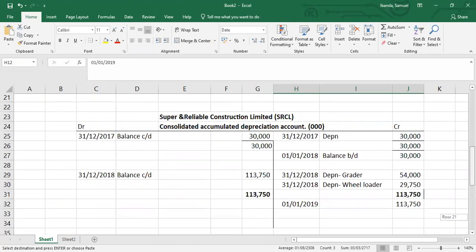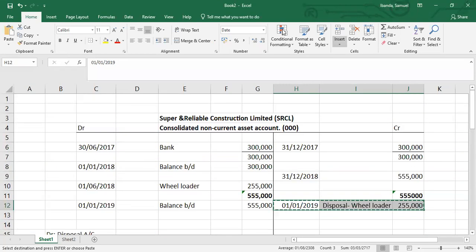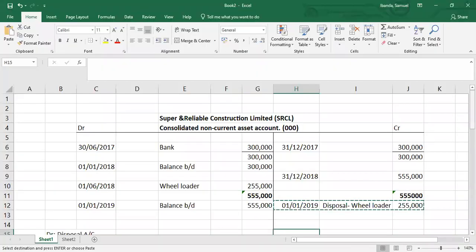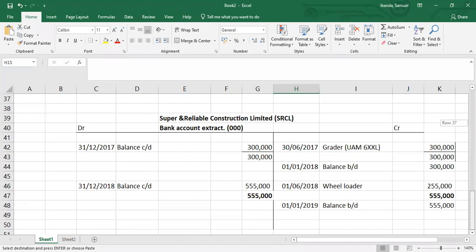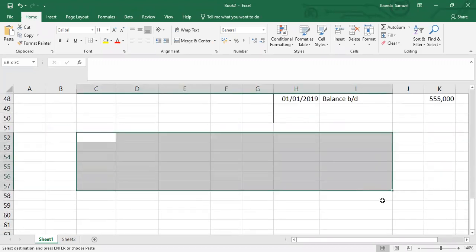Did I draw up my disposal account? Did they even ask for the disposal account? Let me just try to confirm. Okay, the disposal account is the last account. I think I hadn't drawn that one, so I can actually draw it.